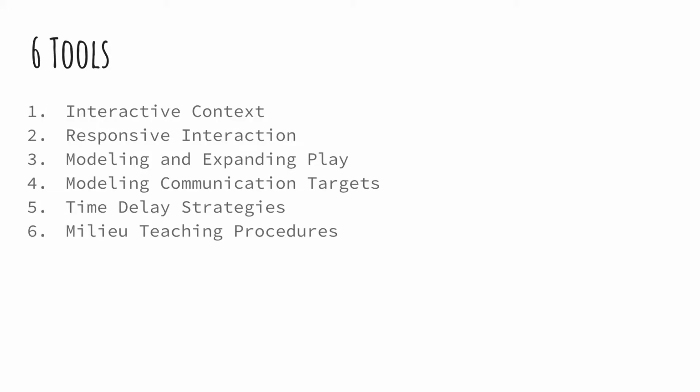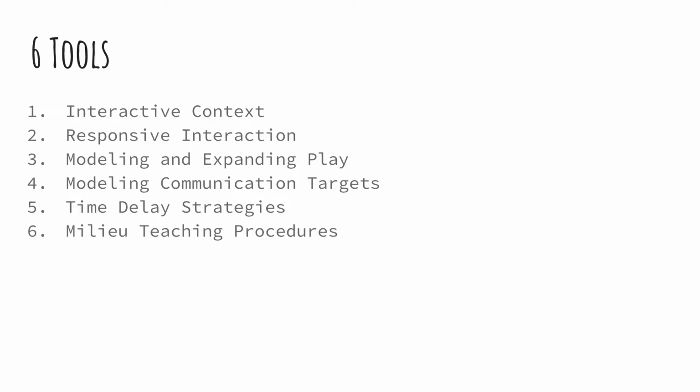Enhanced Milieu Teaching uses model and prompt language to expand on a child's communication abilities. Enhanced Milieu Teaching is made up of 6 main tools, which I will explain in the following slides. The first tool is creating an interactive context. This includes using activities or toys that are engaging and interesting to the child.